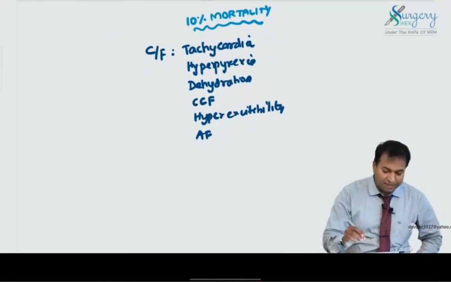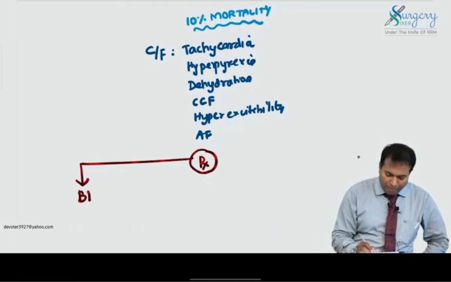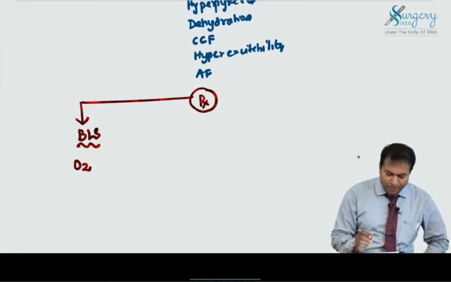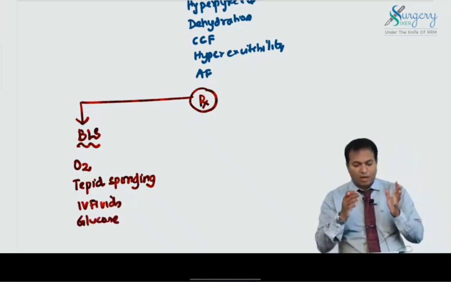So finally, this is a separate chart note for you: thyroid storm. Please be thorough with thyroid storm. The treatment of thyroid storm starts with basic life support, BLS. Basic life support should be given like oxygen, tepid sponging for fever, IV fluids, and glucose. All these are basic things you should do.